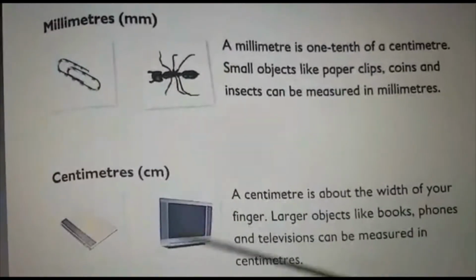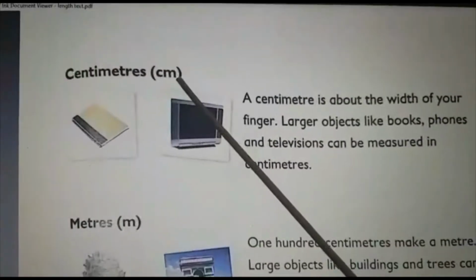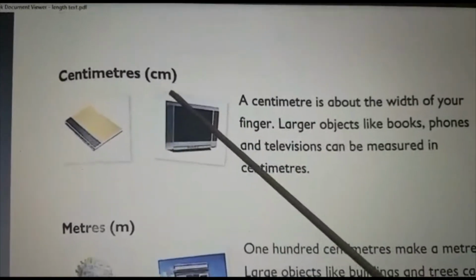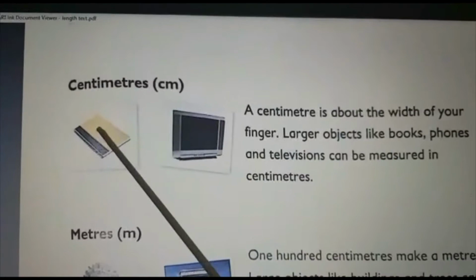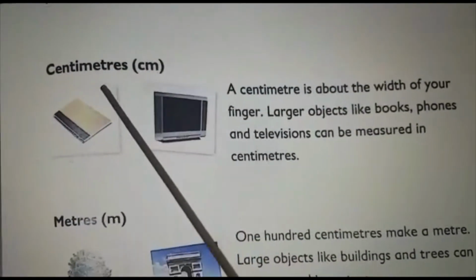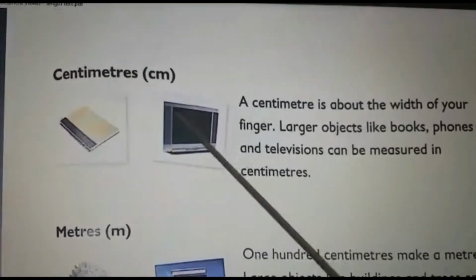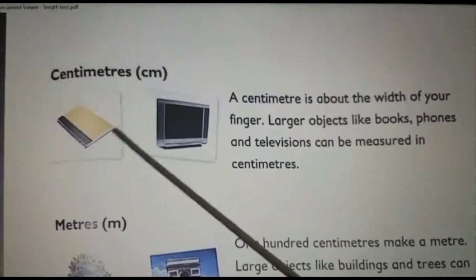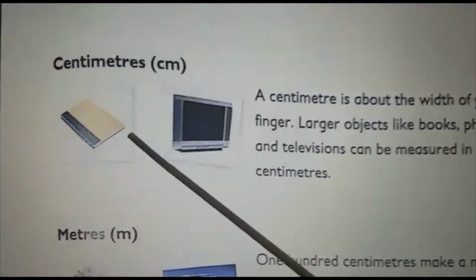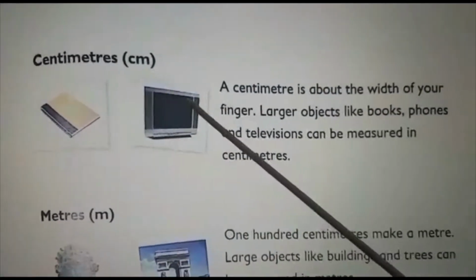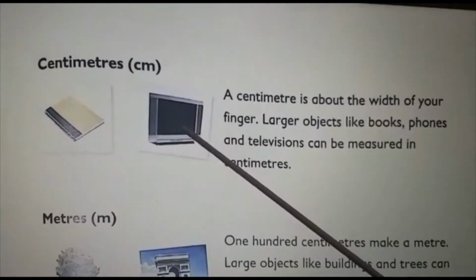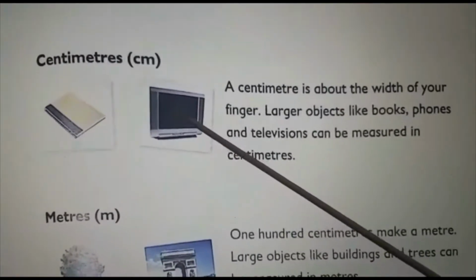When it comes to things a little bigger, we will use centimeter, and we will represent it by cm. Look here, centimeter. Meter is always the same; earlier it was millimeter, now it is centimeter. We are measuring the length of a book, the length of a TV. So it is a little bigger than an ant or a paper clip, right? So we will be using centimeter.